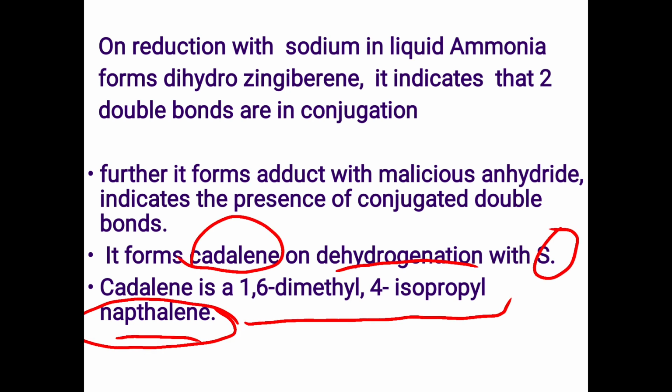Zingiberene is a monocyclic compound and naphthalene is a bicyclic compound. From the formation of naphthalene, zingiberene contains a 6-membered ring.